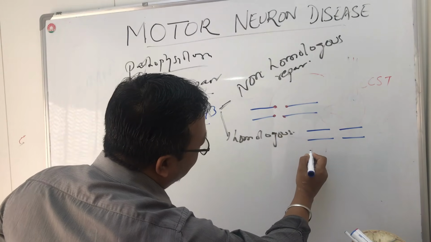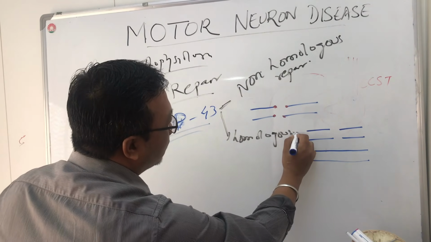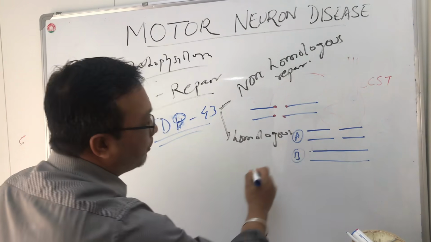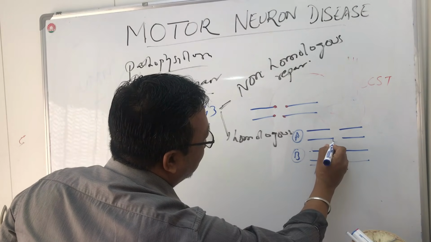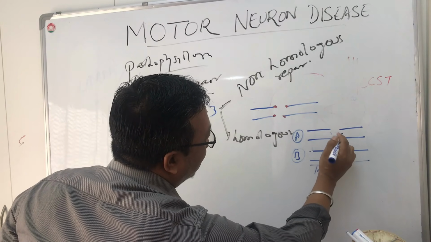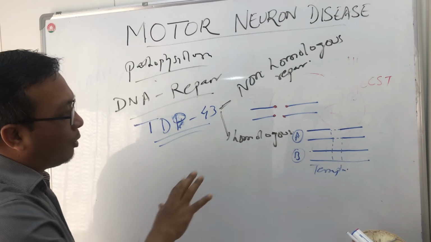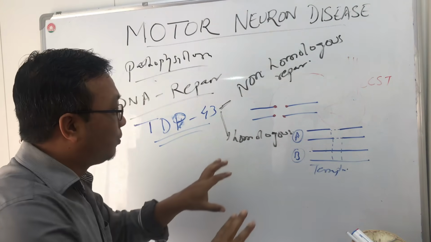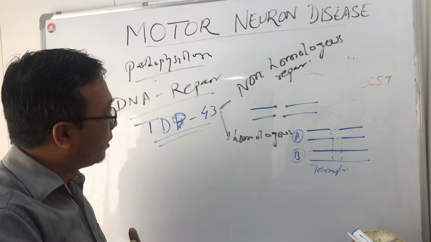So our body uses a template. This is the broken copy, this is the template. They will take exact measurements, and then they will reconstruct it here. So that is the homologous repair. Thankfully, our body is mostly repaired by this homologous repair kind of mechanism.